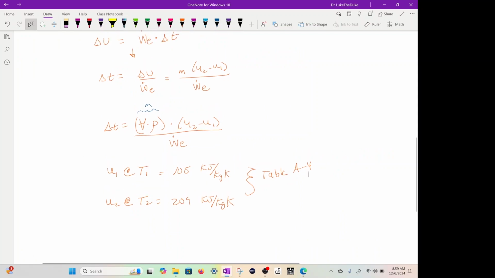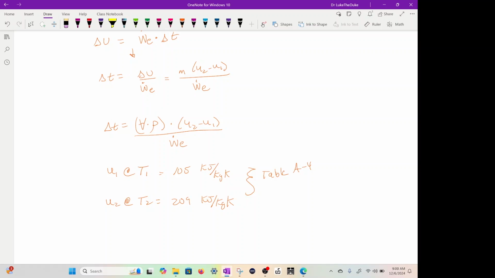We have the volume, 20 gallons, convert that to meters cubed. We have the density. We have U2 and U1 in kilojoules, make sure you do those in joules. Power in electric is in kilowatts, so convert that to watts.